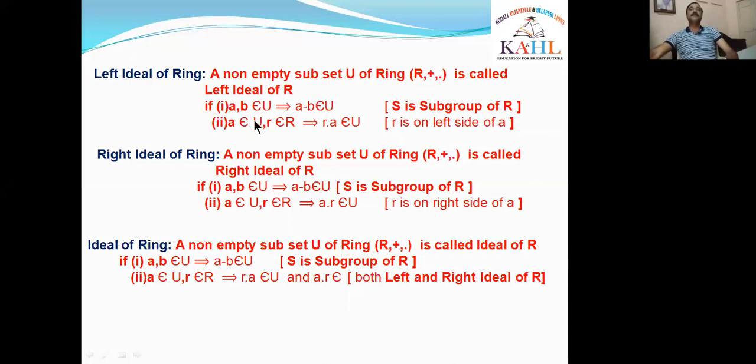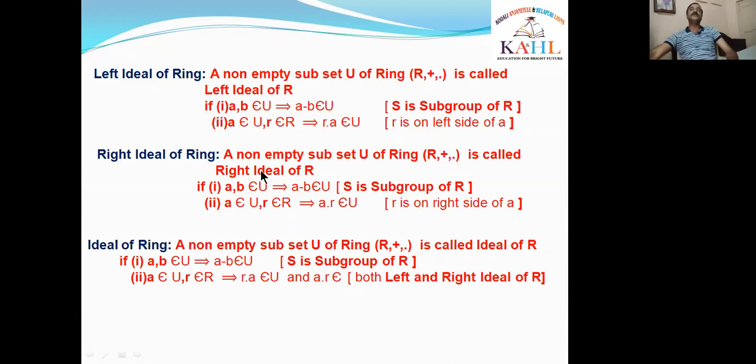The second one is: a belongs to U, r belongs to R, then r a belongs to U. Here r is on the left side of a, where a is an element in U and r is an element in the big set R. So r dot a belongs to U. Then that U is said to be a left ideal. If these two conditions are satisfied by a non-empty subset U, then U is said to be a left ideal of that ring R.